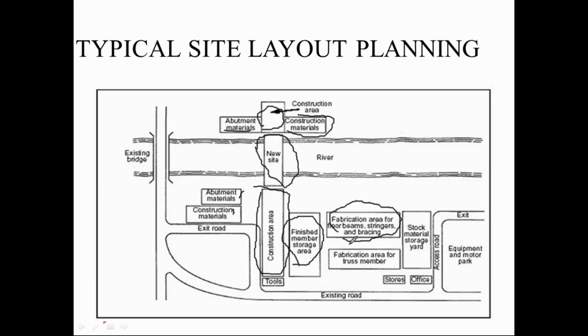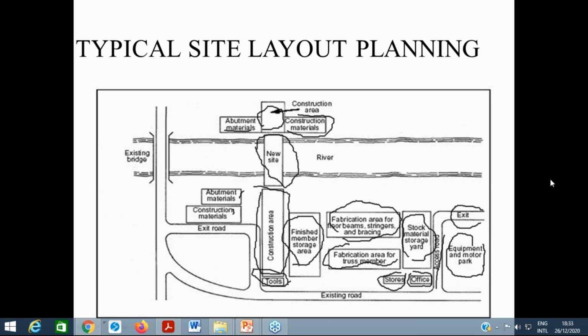This is the fabrication area for the truss members. Then this is the tool room, this is the stores, this is the office, and this is the stock material storage yard. These are the access roads. There is a typical entry point and this is the exit point, and here is the equipment and motor park. So this is a typical site layout.